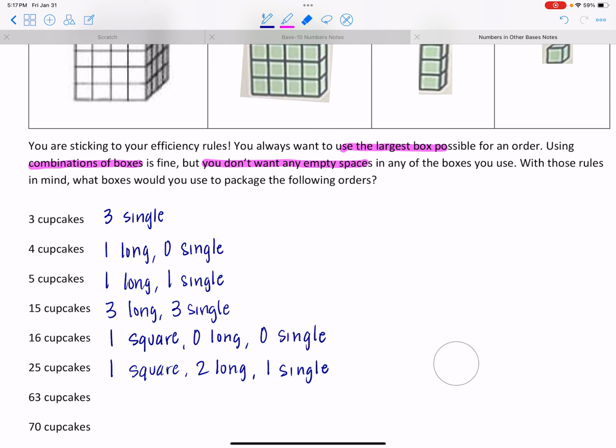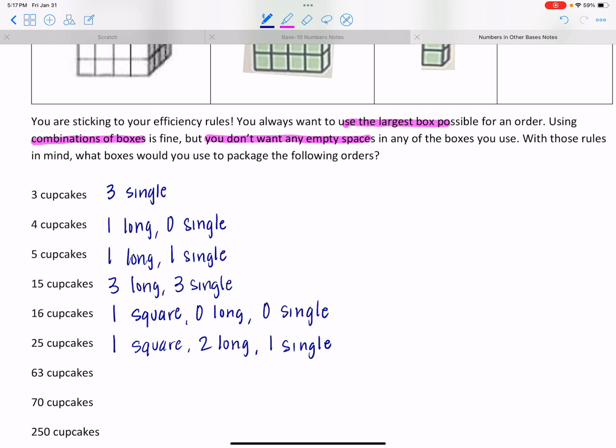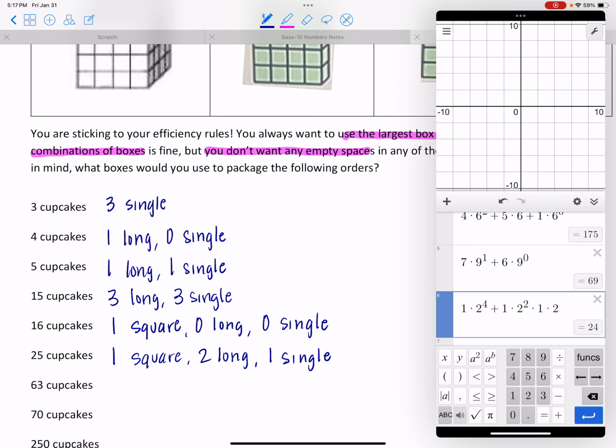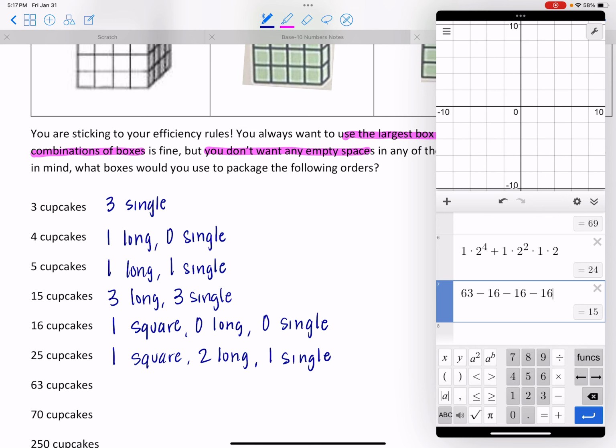All right, let's try another one. 63, we're close to that cube, but not quite there. So how many groups of 16 can I get out of the 63? Let me use my calculator to help me out. 63, let me see, I got 16. I can still get 16 more. There's 31 left. I can still get 16 more. And then 15, I can't get another one. So I can use 3 square boxes. If I use 3 square boxes, you can see I subtracted 16 3 times.